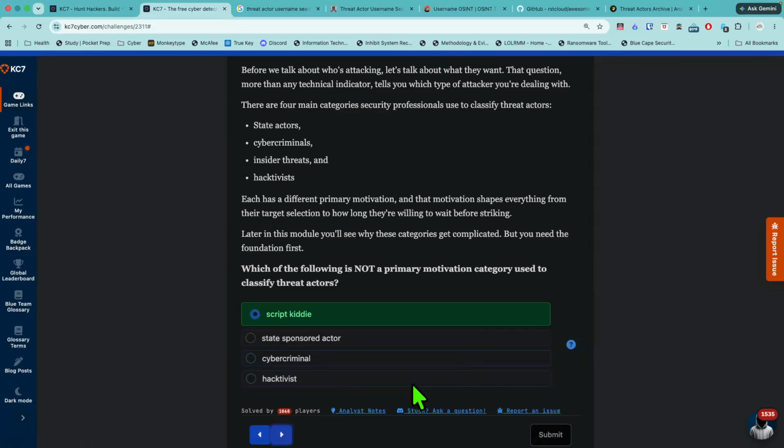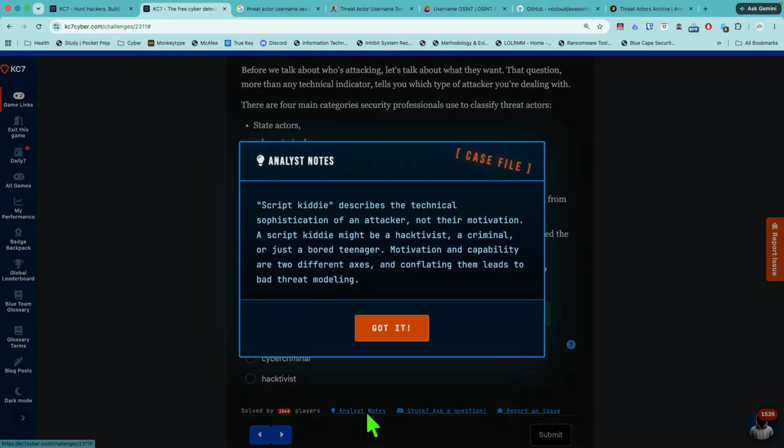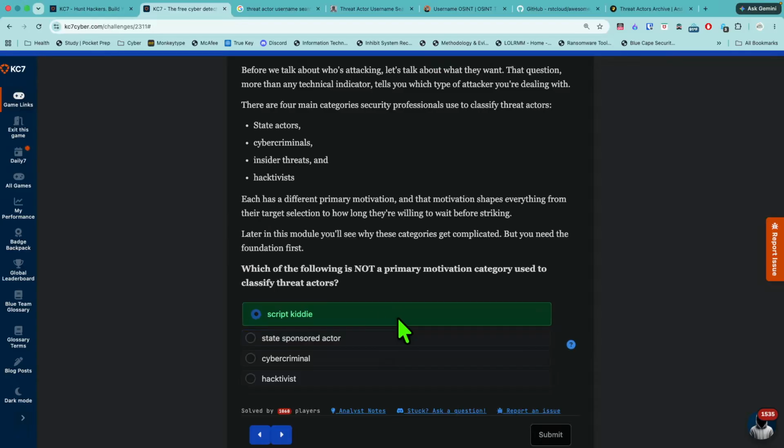And we also have another really helpful feature, which is analyst notes. What analyst notes does is it provides you more background information for the question that you're on, so that you overall better understand the context. So for this question, Script Kiddie describes the technical sophistication of an attacker, not their motivation. A Script Kiddie might be a hacktivist, a criminal, or just a bored teenager. Motivation and capability are 2 different axes, and conflating them leads to bad threat modeling. So with this information, the answer is going to be Script Kiddie.